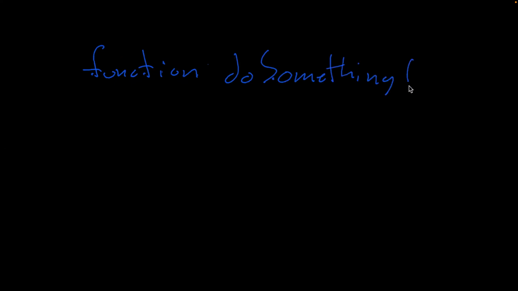First, we have the keyword function. Function. Do something. Then we have the parentheses, opening bracket, closing bracket. We've been calling this the do something section. So we do something here.